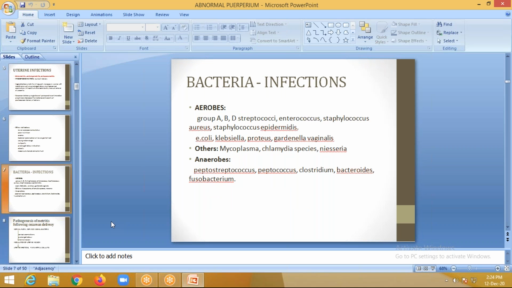Coming to the organisms that cause uterine infections: aerobes like group A, B, and D streptococci, enterococcus, Staphylococcus aureus and Staphylococcus epidermidis, E. coli, Klebsiella, Proteus, and Gardnerella vaginalis. Other organisms like Mycoplasma, Chlamydia species, and Neisseria. Anaerobic organisms also can cause metritis, among them Peptococcus and Peptostreptococcus, Clostridium, Bacteroides, and Fusobacterium are common.